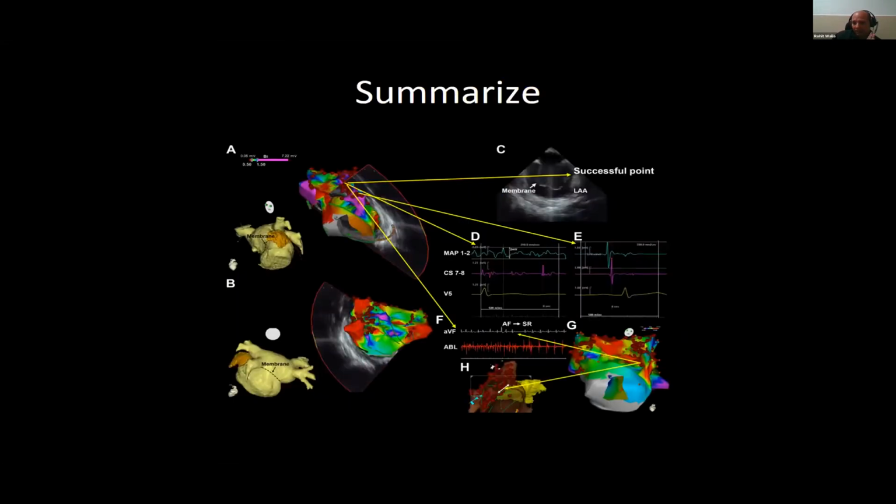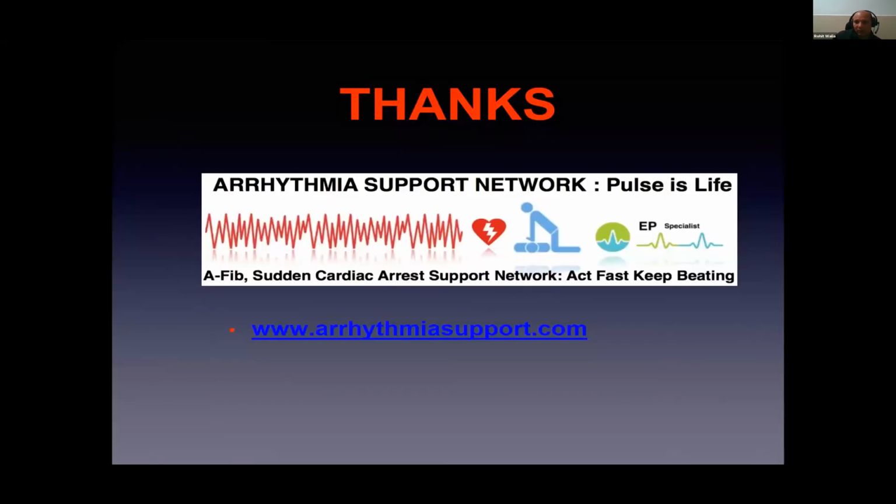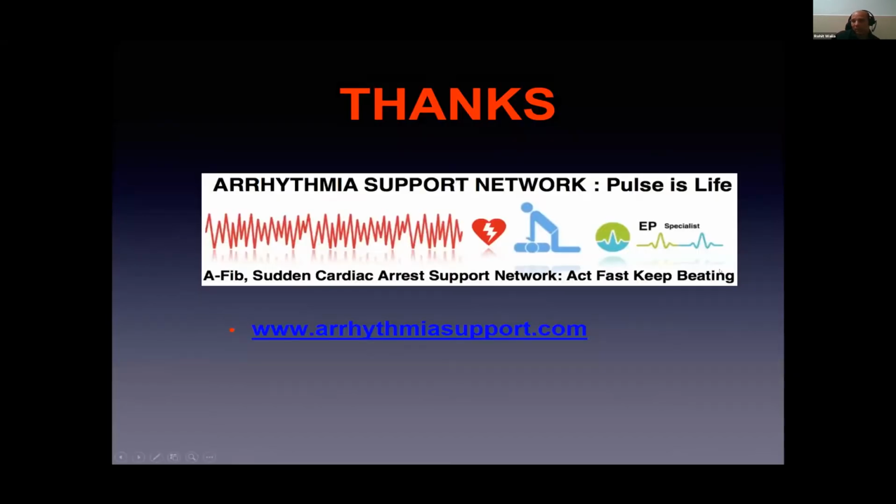To summarize, this was a case of cor triatriatum. We used ICE to do a successful transseptal puncture and to navigate our case, and then after successful PVI, ablating CFAE, we could achieve sinus rhythm. The patient is asymptomatic now for nearly 1 year on medical therapy. So this was the case. Thank you.